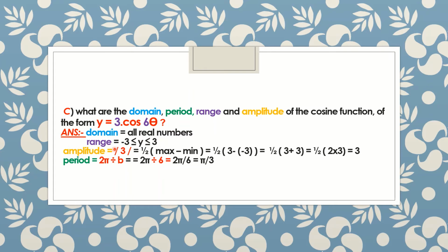Amplitude, the absolute value of 3, which equals 1 over 2 times max minus minimum, 1 over 2 times 3 minus -3, as minimum is -3, 1 over 2 times 3 plus 3, which equals 1 over 2 times 6, which is 3. The period equals 2 pi divided by b, which equals 2 pi divided by 6. In our case, b is 6 now, so 2 pi over 6, which equals pi over 3.